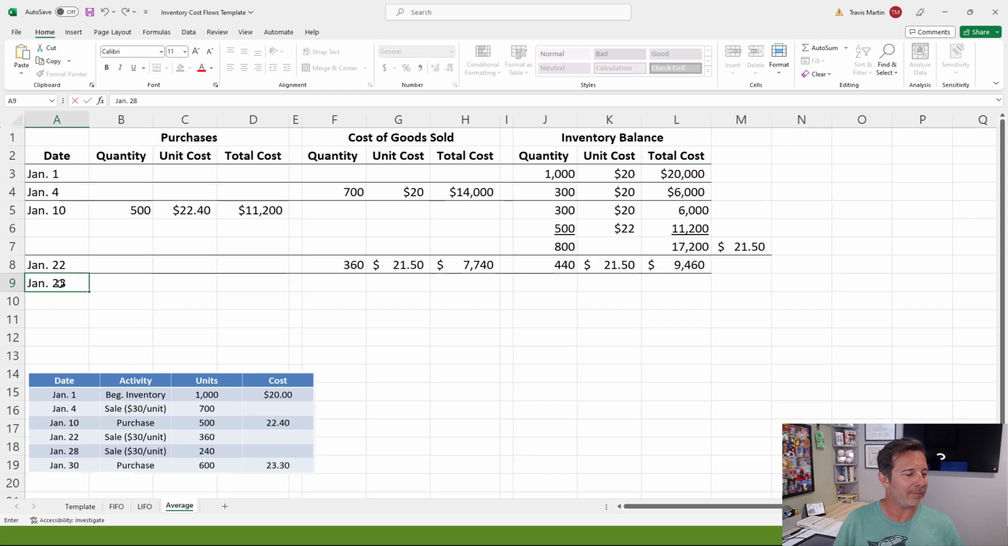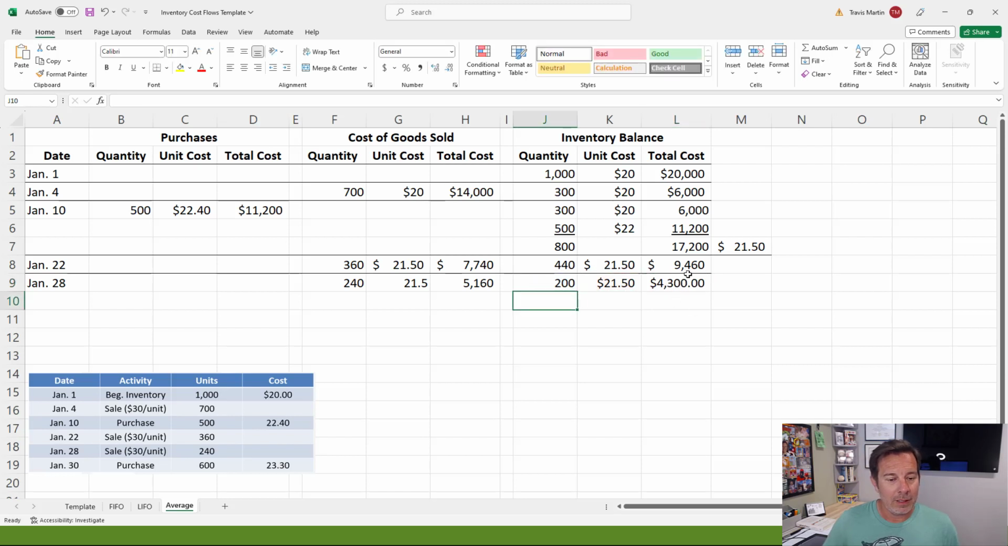January 28th, we sold 240 units. All right, so we're back here in cost of goods sold, 240. Again, we haven't bought anything new, so our price is still $21.50 a unit. Let's make that look pretty. There we go. We had 440, we sold 240. According to my brain calculator, it means we have 200 left over at a price of $21.50. 4,300 left in ending inventory there.